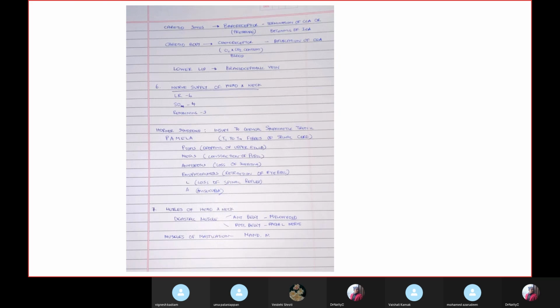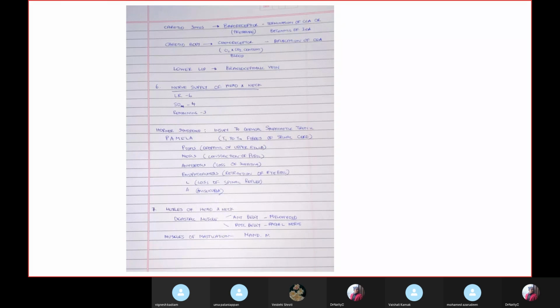When there is a lesion of the 3rd cranial nerve, which is the oculomotor nerve, which is very, very common, 3rd cranial nerve paralysis is more common than the 6th cranial nerve. So when there is 3rd cranial nerve paralysis, we saw the mnemonic LR6SO4. So lateral rectus is 6th, superior oblique is 4th. Remaining means medial rectus is present in the remaining muscles. So medial rectus is supplied by the 3rd cranial nerve.